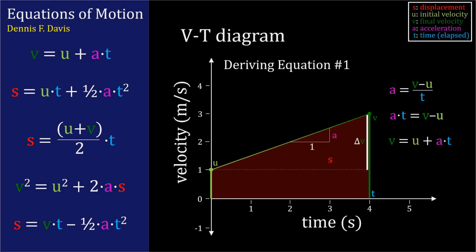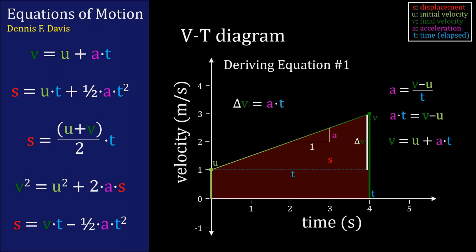It's similar to this larger triangle because their angles are equal. You might remember that corresponding sides of similar triangles are proportional. Let's note that the length of the bottom side is t. Then we can set up our ratios. Delta v is to a, as t is to 1. Multiply both sides by a, and we get delta v equals at.